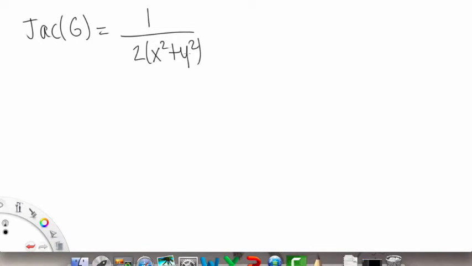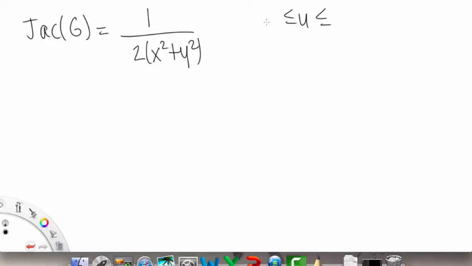So that means the Jacobian of g equals 1 over what answer we got, so that would be 2 times x squared plus y squared. Okay, so now we have all the tools that we need to compute the double integral, right? So again, I'll rewrite it here.